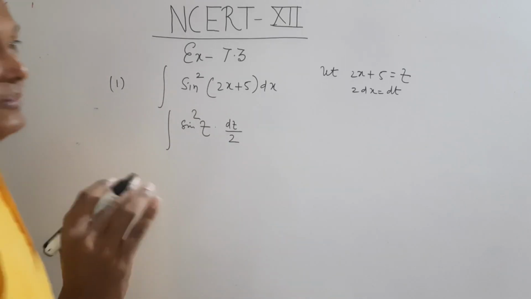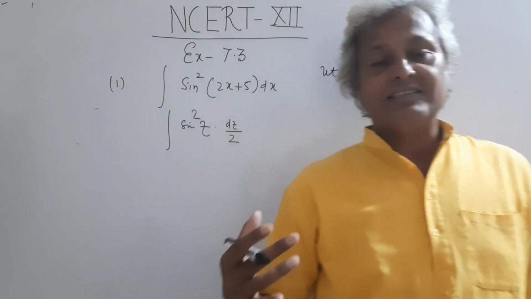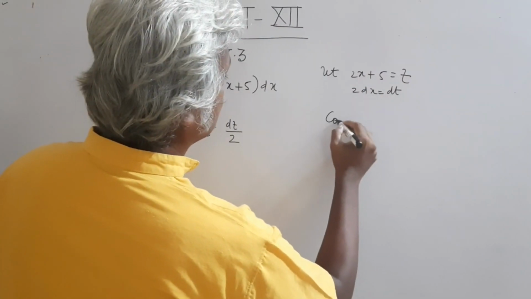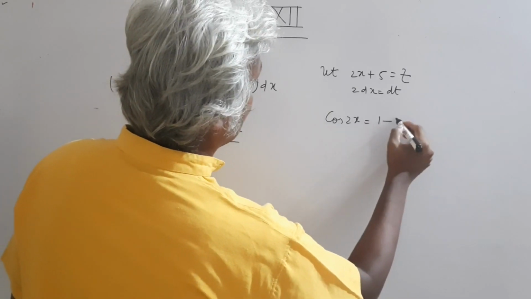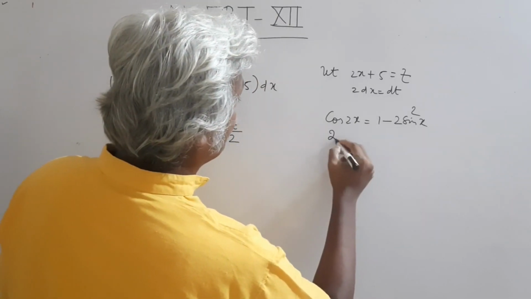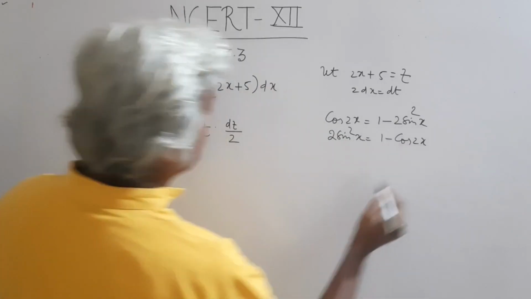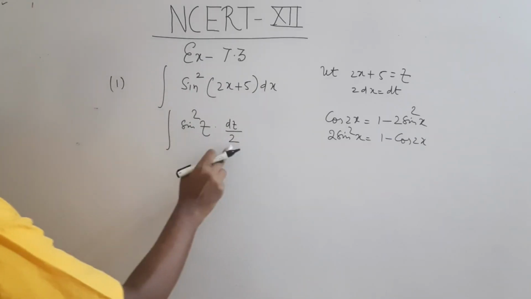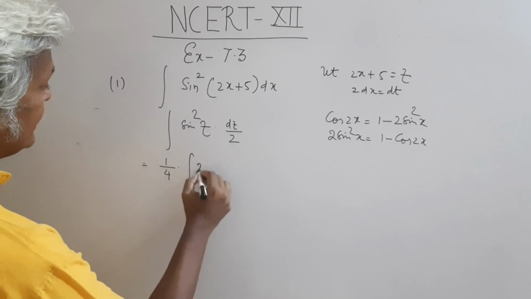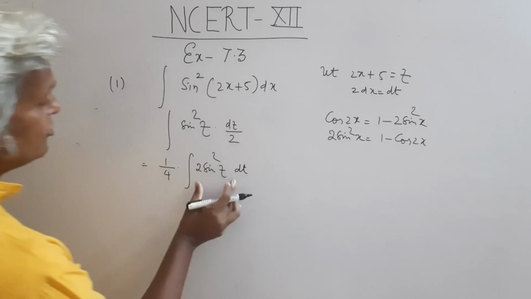Now how to solve this one? Those who have studied in standard 11 the trigonometric functions and the multiple angles and submultiple angles, there was one formula which says that cos 2x is 1 minus 2 sine square x. It means take this on this side and you find 2 sine square x is 1 minus cos 2x. So you need to have 2 there inside, but we have just half there. So what we do is write 1 by 4 outside, and inside you write 2 sine square t dt.